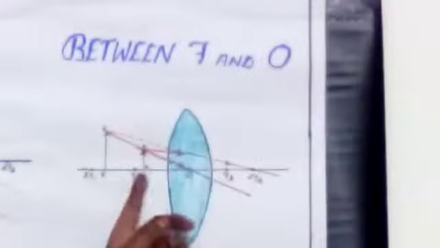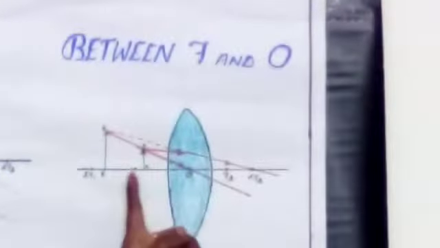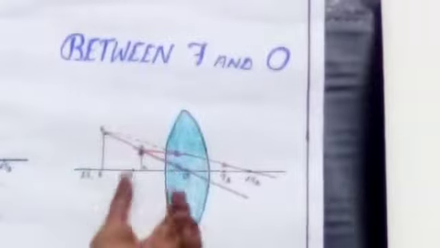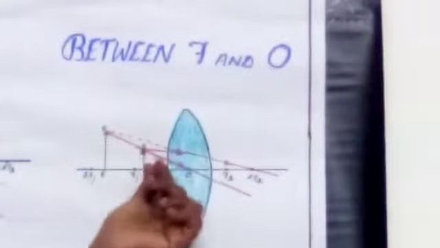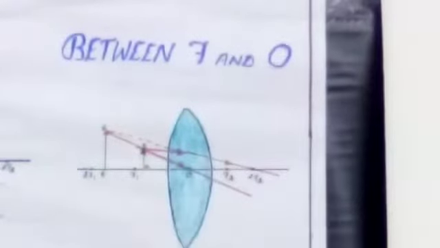And the last one is when the object is placed between the focus and the optic center. If you place the object in between these 2 points, where can we get the image? In the 5 cases we studied till now, we were always getting a real image. Only in this case we get a virtual image, because here the image is formed on the same side as the object. Where we place the object on the left side, the image is also formed on the same side.